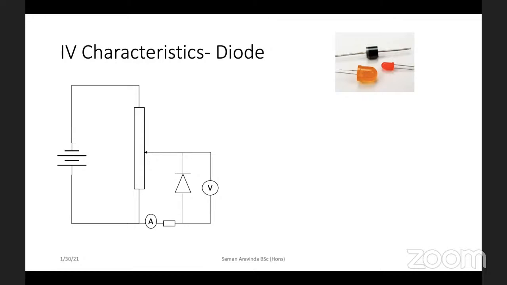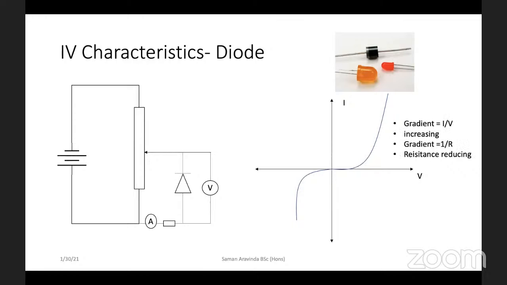Right. Now let's look at the IV graph. The IV graph looks like this. Until a certain voltage is passed, there will be no current. That means the resistance of this section will be infinite. It's like off. The diode is not working. But after a certain while, the current starts increasing for increasing voltage at an increasing rate. That means the gradient of the graph increases, which means resistance reduces.